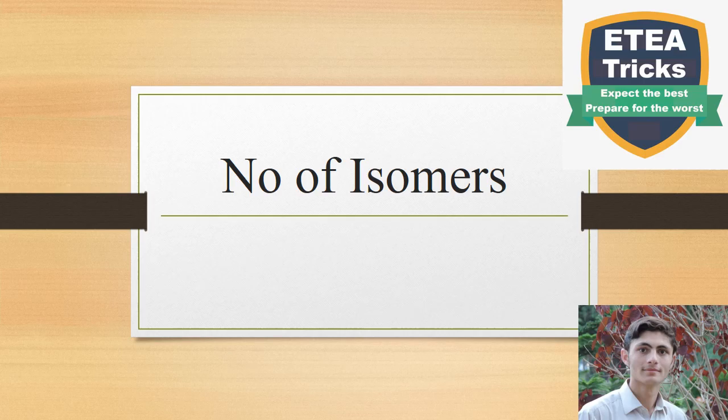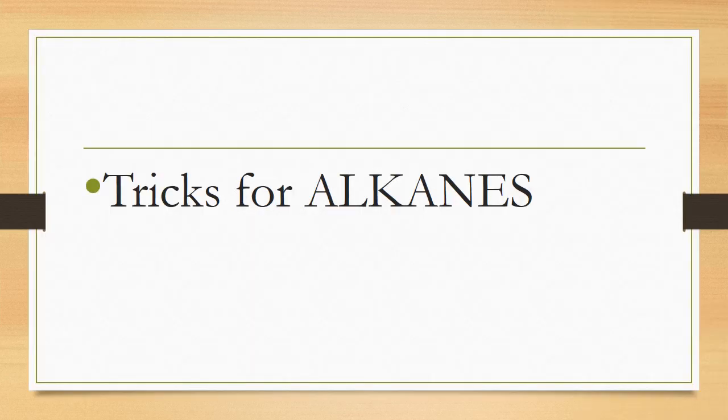Today we are going to discuss how we can find the number of isomers for alkanes, alkenes and alkynes. First of all, we will discuss the tricks for finding the number of isomers in alkane.